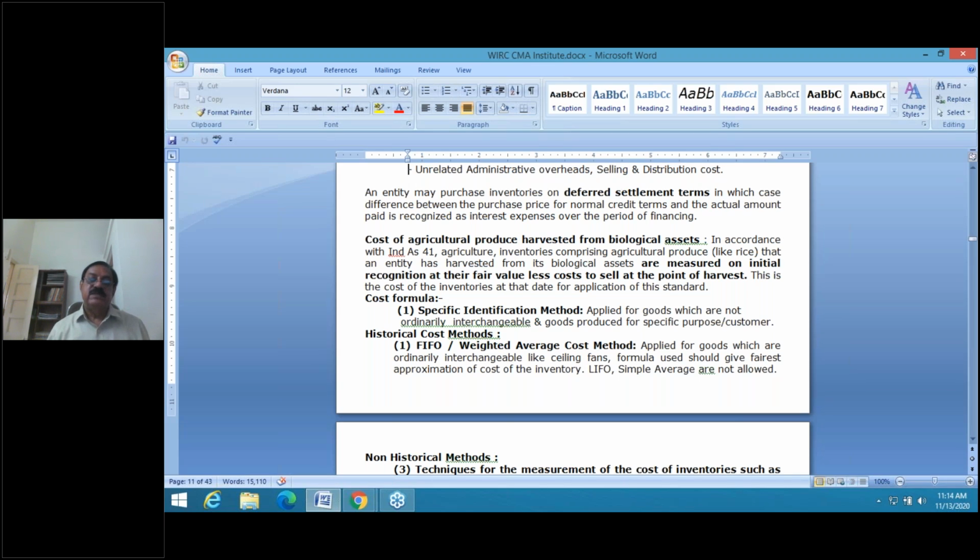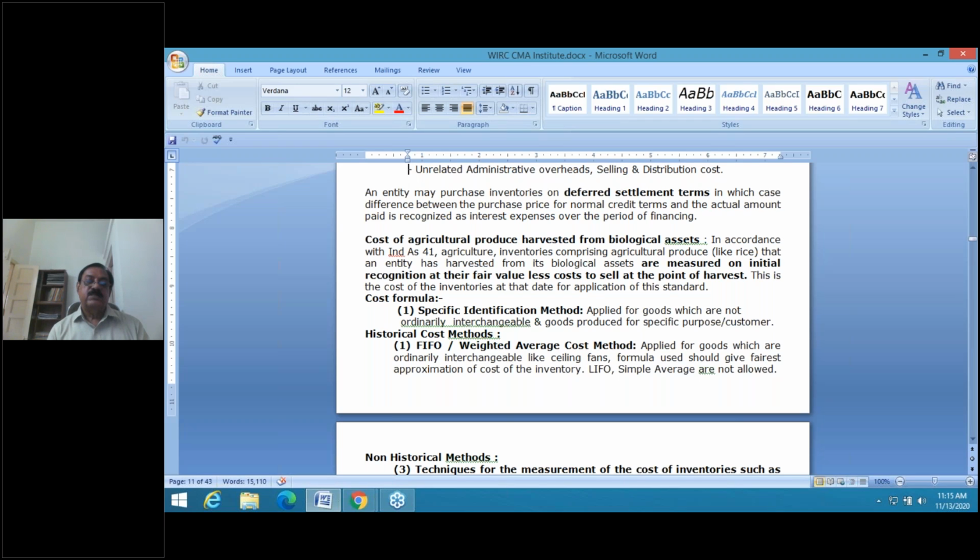So that difference between the cash price, meaning normal credit terms, 60 days credit terms price, and your actual price, 6 months credit terms price, that difference is nothing but interest. So that will be spread over the period of financing. It will not be added to the cost of your inventory.